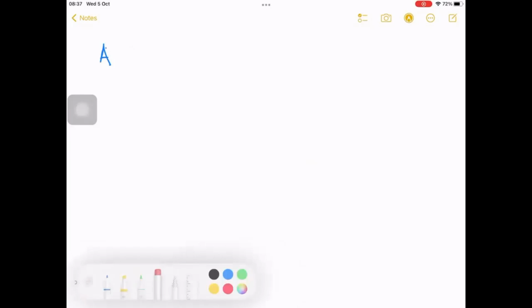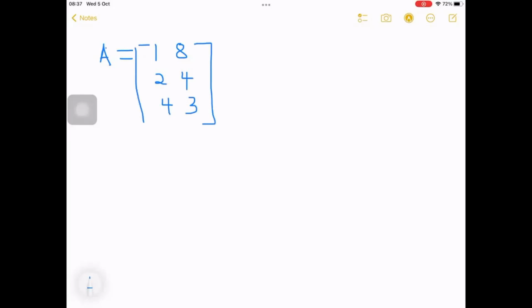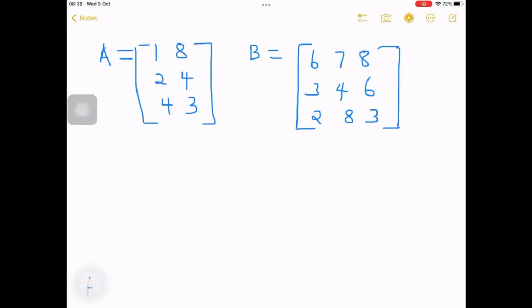A is equal to 1, 8, 2, 4, 4, 3, and B is equal to 6, 7, 8, 3, 4, 6, 2, 8, 3. So what is the order of matrix A? How many rows, how many columns do we have? It's a 3 by 2 matrix.